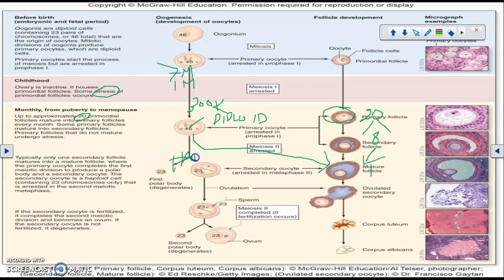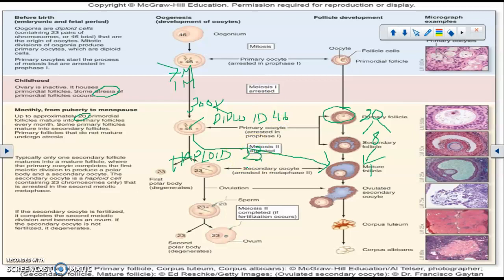And the reason why is that you have just gone through meiosis 1. Meiosis 1, prophase 1, arrested. Once you complete meiosis 1, you're basically haploid. So diploid is 46, haploid means 23.